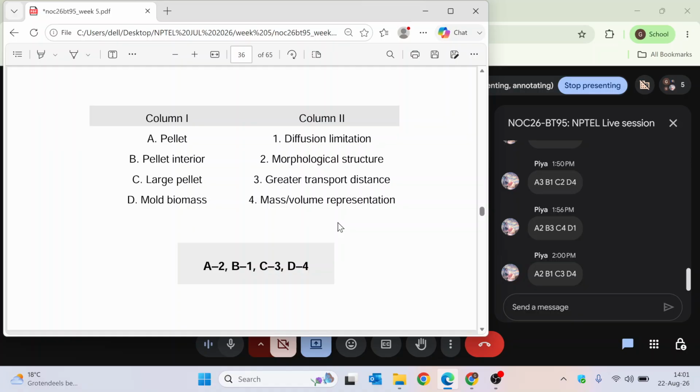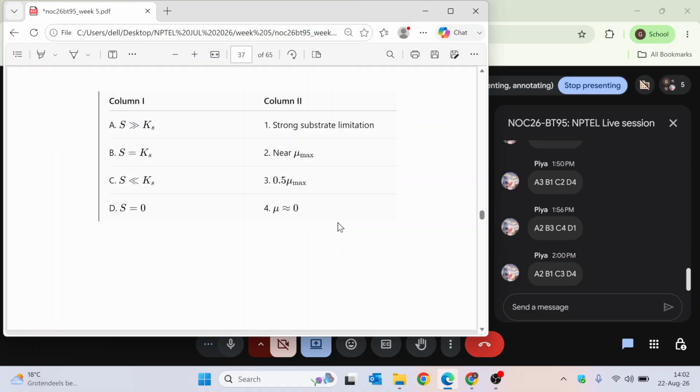And when we talk about mold biomass, the concentration is usually represented in terms of mass per volume. How much of the mold is grown in a given volume? Mass or weight by volume is what we use. Okay, this we have seen in both Monod and Michaelis-Menten kinetics.